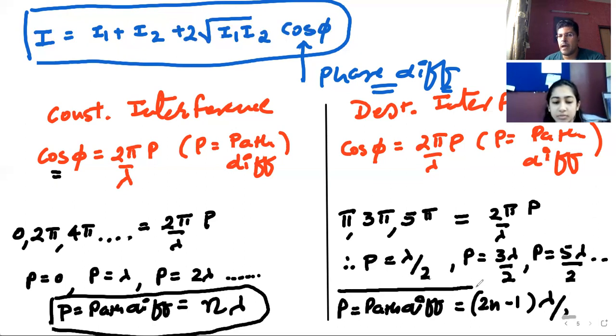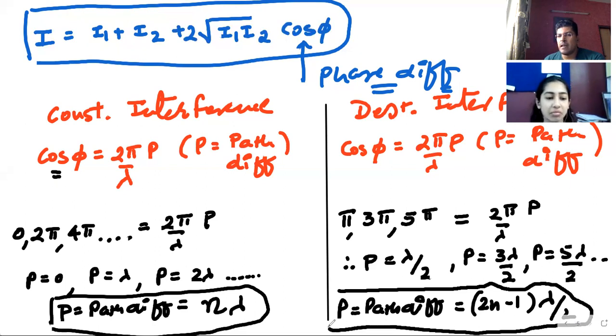Right. Let us cross verify by placing values in place of n. If my n equals 1, so 2 minus 1, it is 1 lambda by 2. Then n is 2, 4 minus 1, 3. Then 6 minus 1. So these are the conditions for the constructive and destructive interferences.